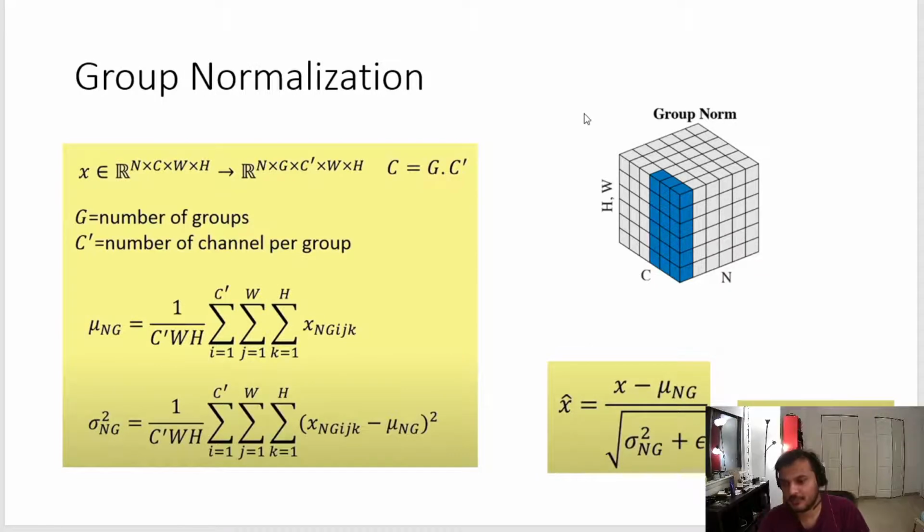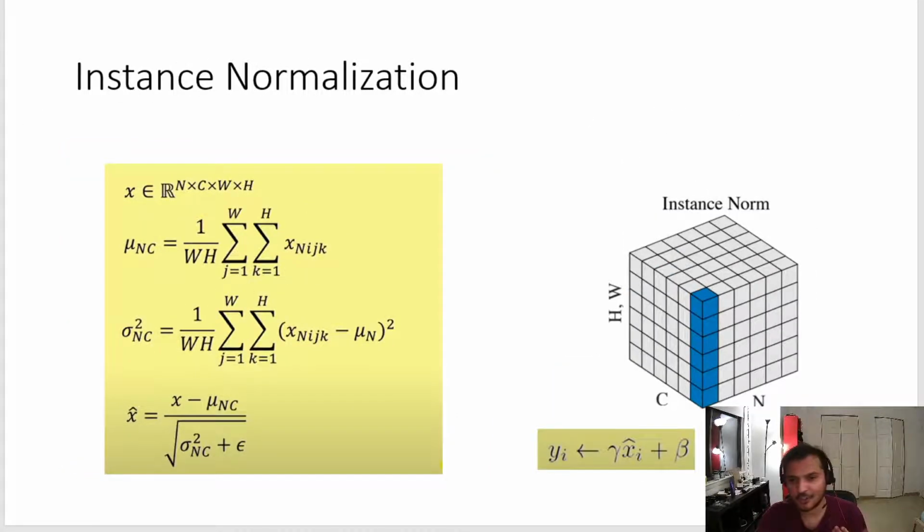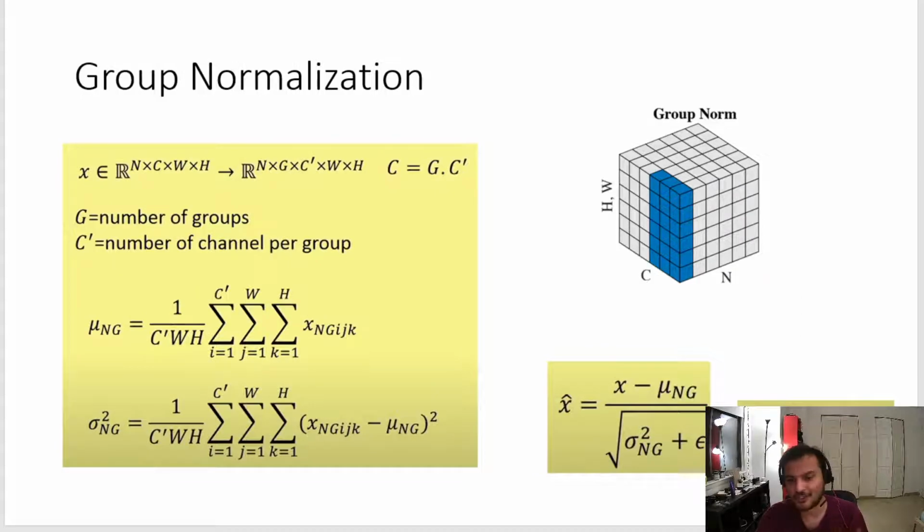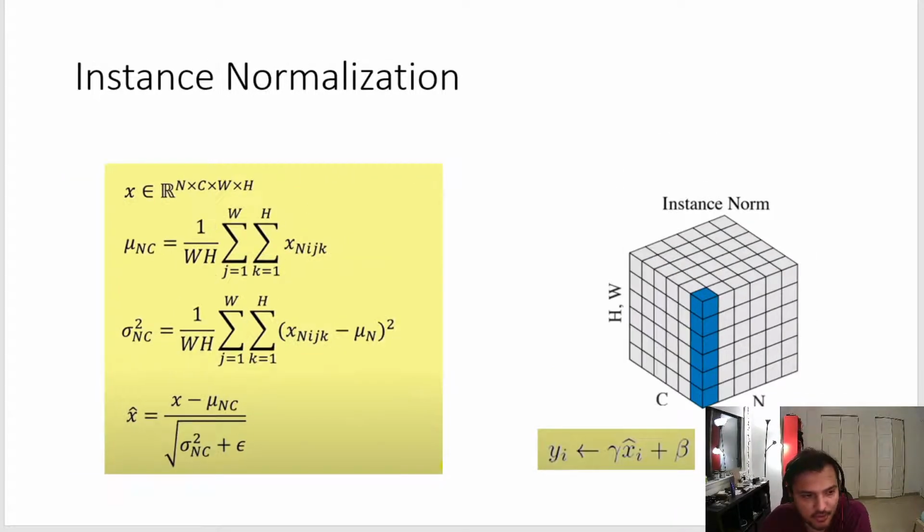Finally, you see that layer normalization, instance normalization, and group normalization are kind of the same thing. So instance is at one end of the spectrum, layer is the other end of the spectrum, and group norm is in the middle. So I feel like these are more or less the same thing.